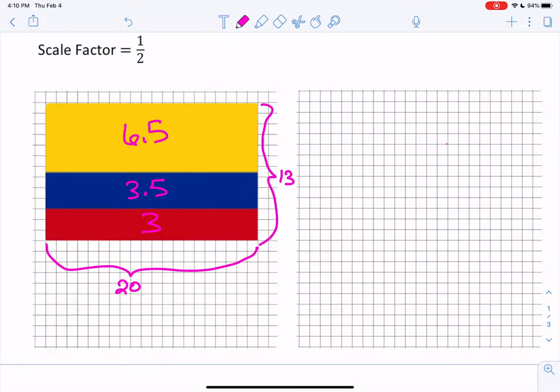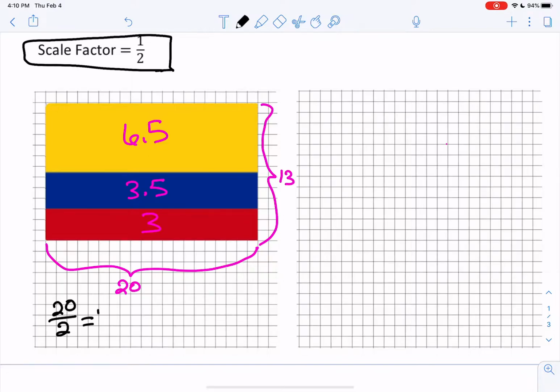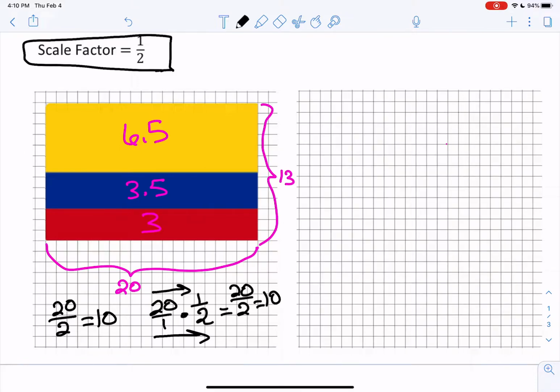So if the original flag was 20 and we're making it half the size, then you can either just jump to 20 divided by 2, which is 10, or if that's confusing for you, you can do 20 times 1/2, because remember, the scale factor is the number you multiply all the sides by. So if the scale factor is a half, just multiply it by 20. Put a 1 under the 20 to make it a fraction, and then we're just multiplying across. You get 20 over 2. 20 divided by 2 is 10. You still get the 10.